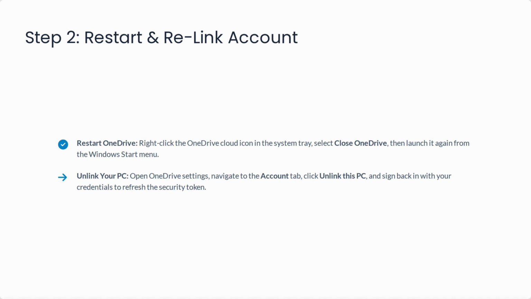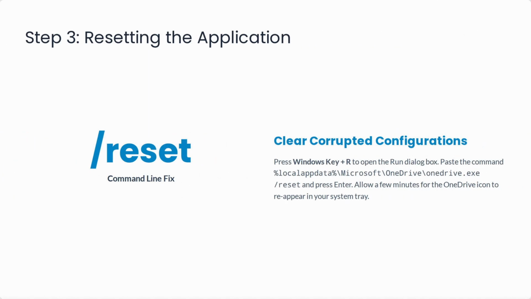Of course, if you'd like to try unlinking your PC, you can go over to the OneDrive settings, navigate to the Account tab, and then click Unlink this PC. Once you get to unlink your PC, you can try to sign back in with your credentials to refresh the security token. And as our last step, you could try to reset the application.